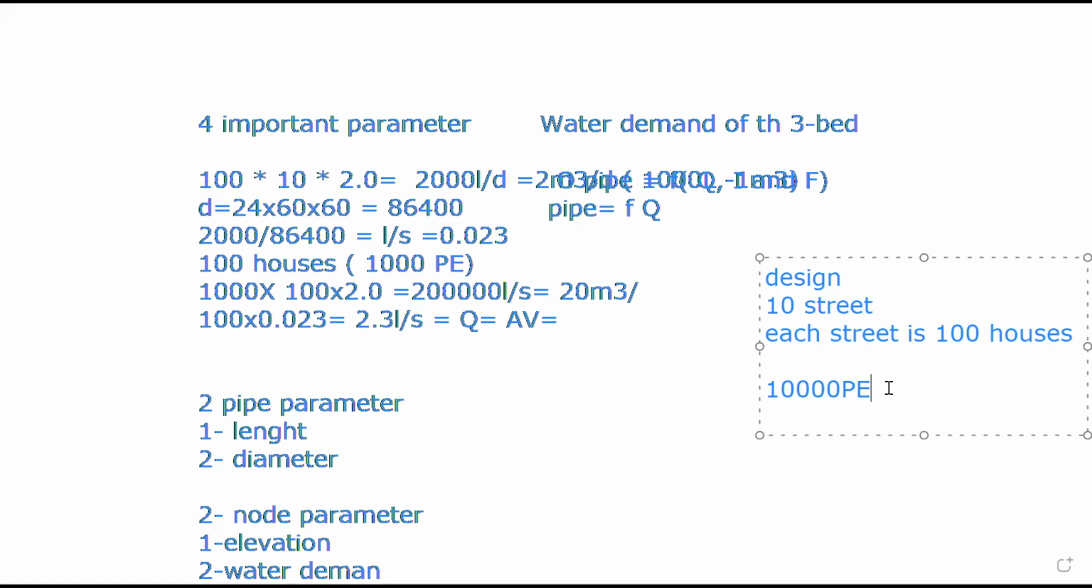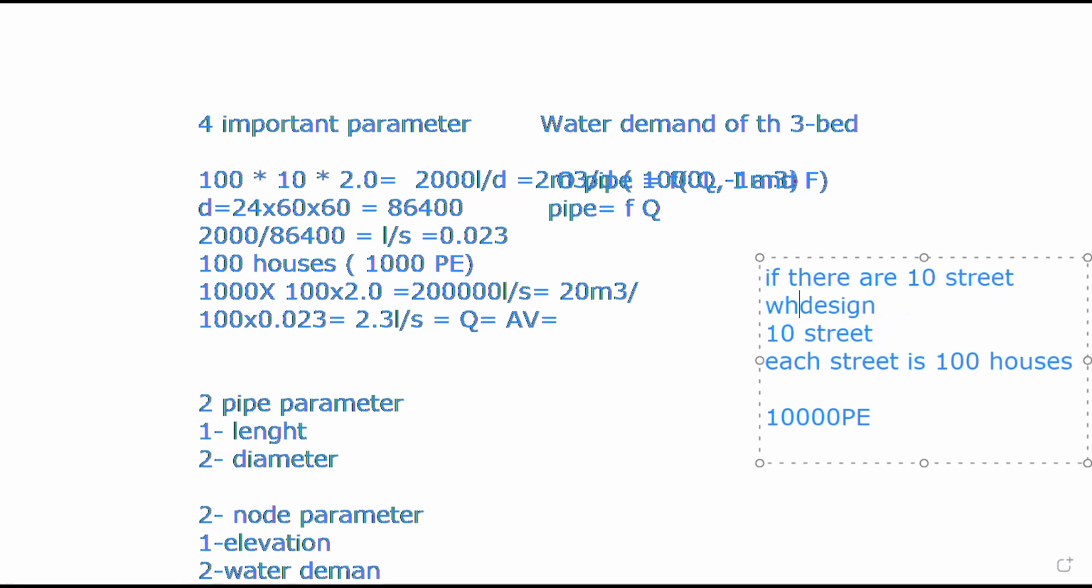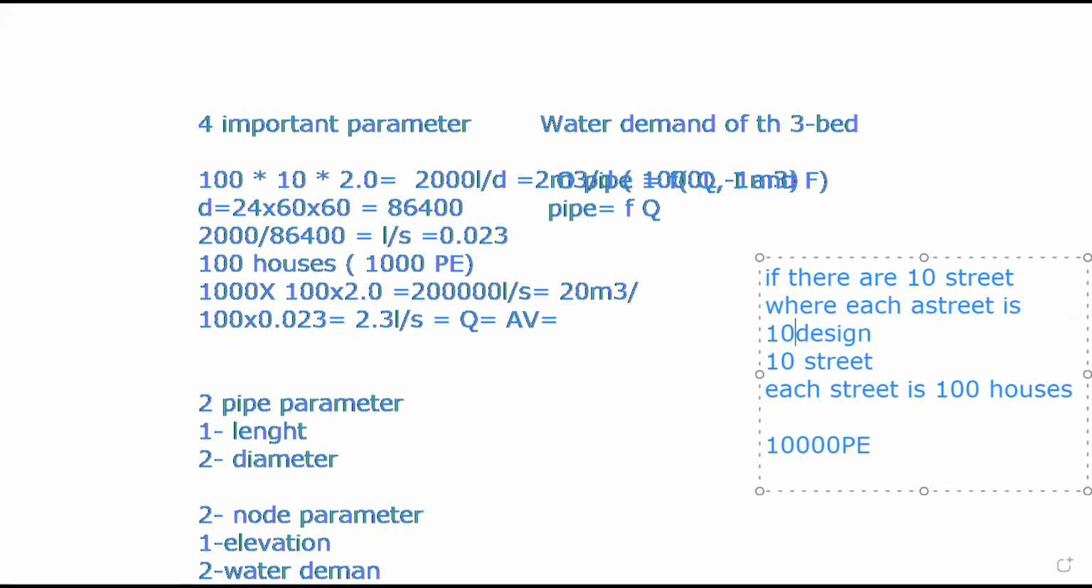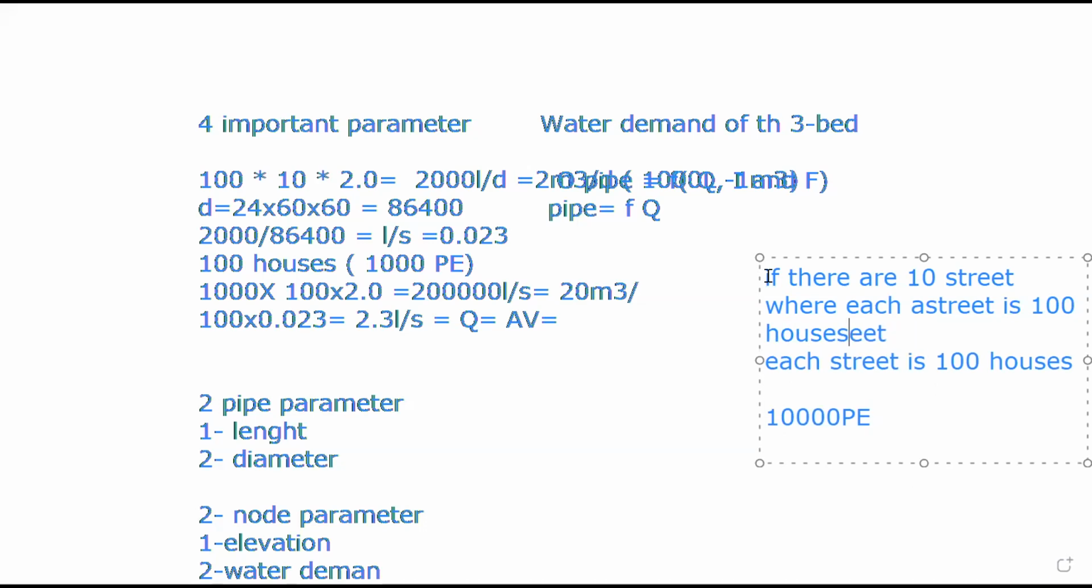The one we just finished now is for 1,000 population equivalent or 100 houses. Now I'm saying design for 10 streets. If there are 10 streets, right? Who has finished?